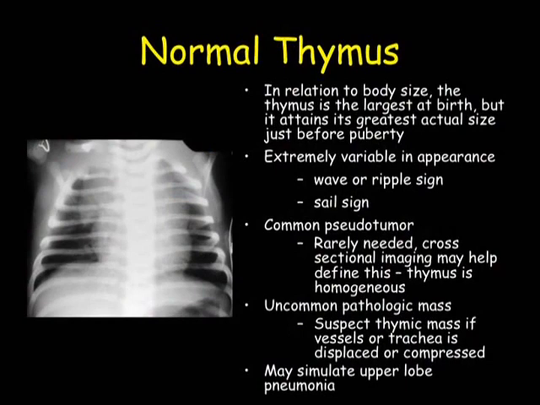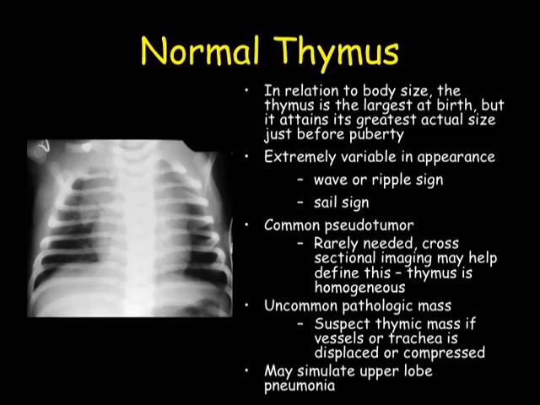In relation to the body size, the thymus is the largest at birth, although it actually weighs the most when you're a teenager. It can be very variable in appearance, and a big thymus is a good thing. It is a sign of health. The classic signs that people have described are the wave or ripple sign, which is the soft thymus sort of insinuating itself behind the ribs, or the sail sign, where it just sort of sticks out like a sail. It is a common pseudotumor.